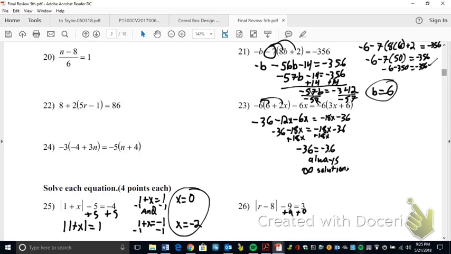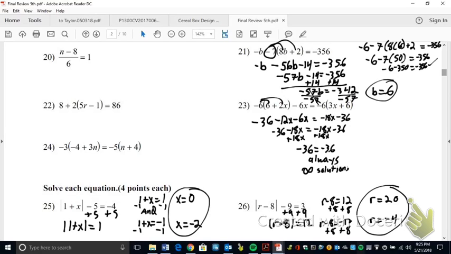Same general idea on 26. We're going to add 9. That's going to give us the absolute value of r minus 8 equals 12. We're then going to write out both possible equations. R minus 8 equals 12, and r minus 8 equals negative 12. We're going to add 8 to both sides on both equations. And so we're going to get r equals 20, 12 plus 8, or r equals negative 4, negative 12 plus 8. Now, both of those are going to be the correct answers. So if you have this, you need to make sure that you're answering both of those.